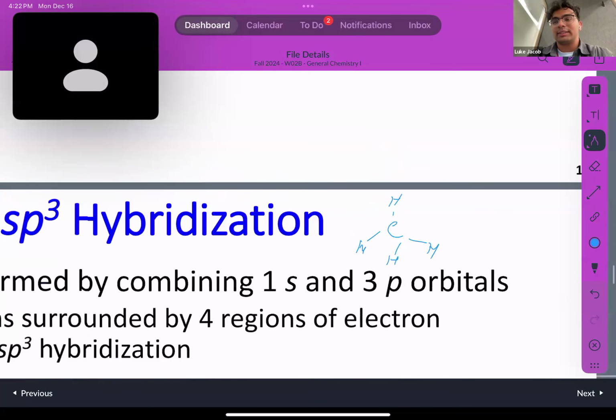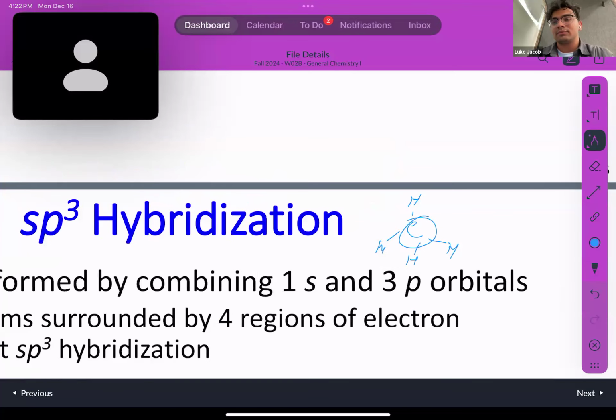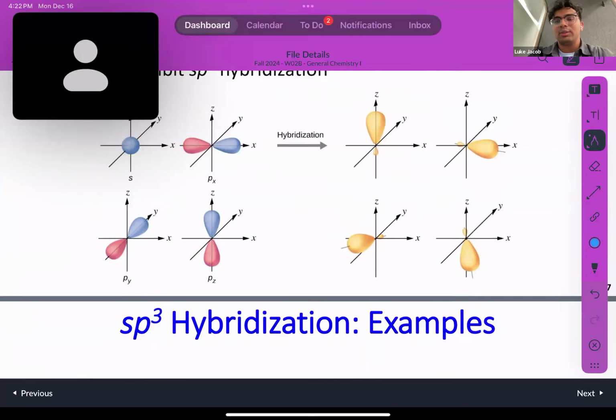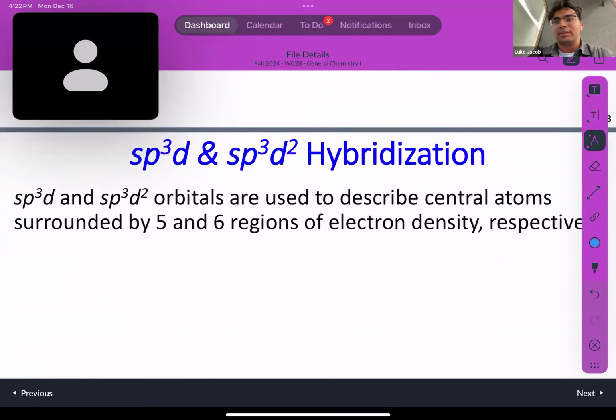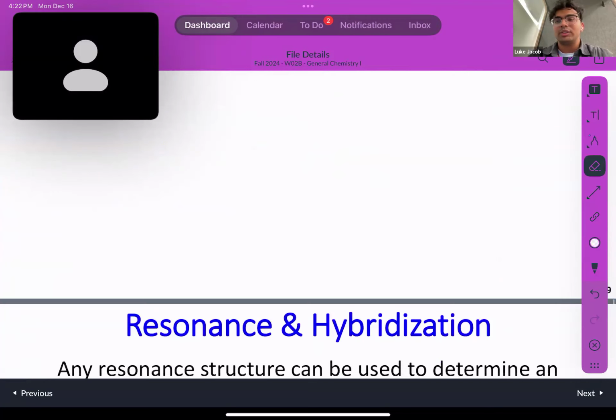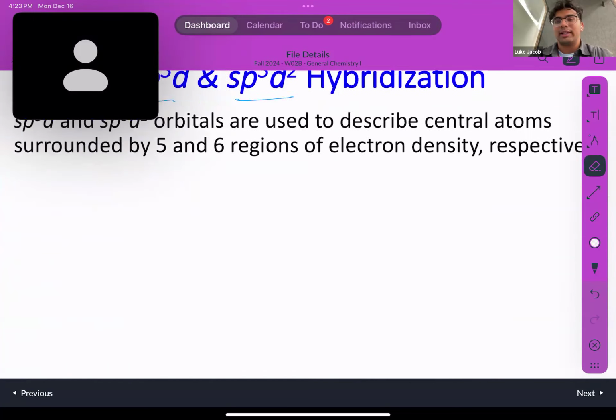Because it's sp3, there's just 4 atoms it's bonded to. And with all these things, you can predict geometry. Same thing with sp3d and sp3d2. You can predict geometry in that.